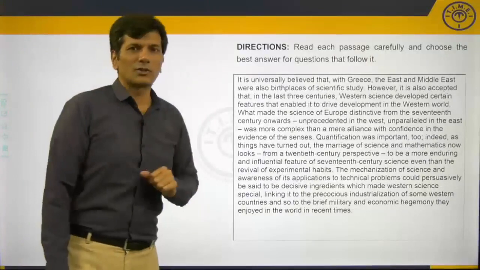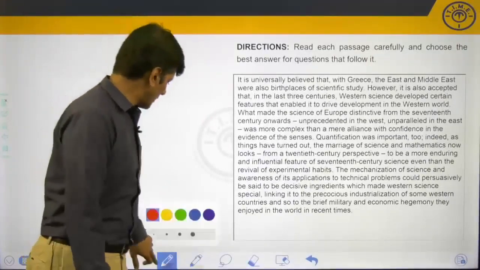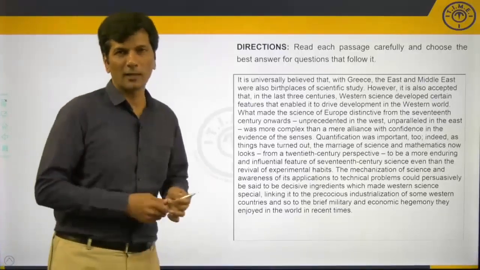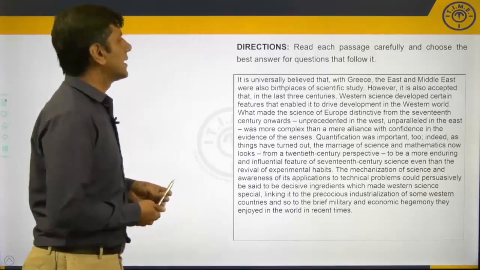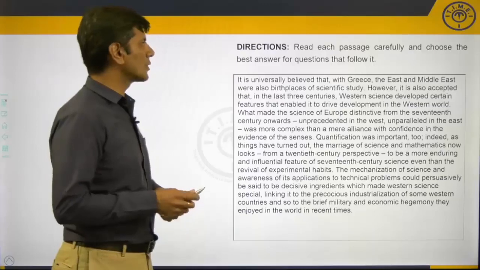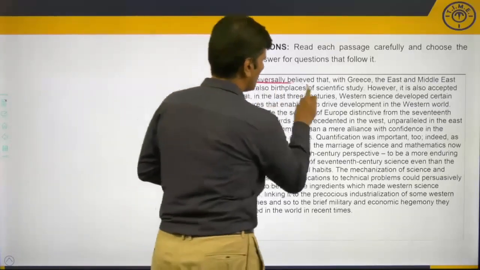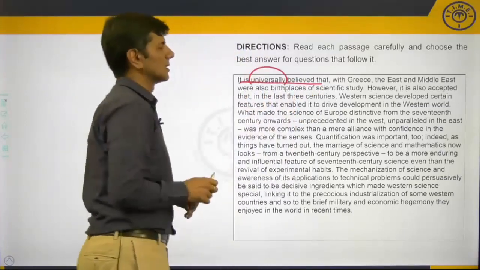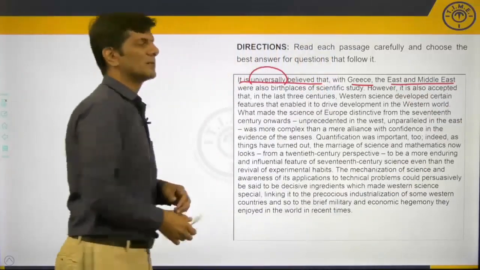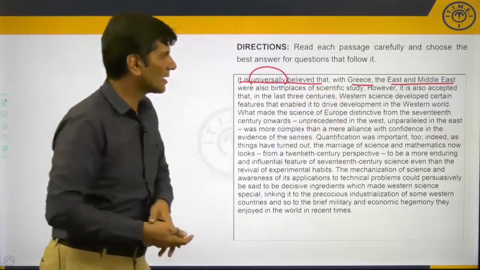Let's take a look at this passage. As usual, we'll read it together, understand it, and then take a look at the questions. It is universally believed that along with Greece, the East and Middle East were also birthplaces of scientific study. Universally believed. So don't give all credit only to the Greeks.